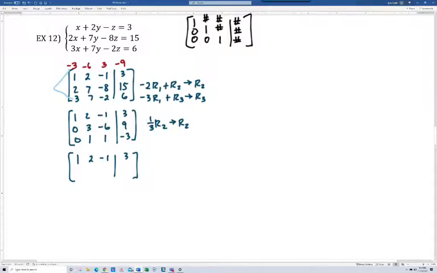We're really dividing by 3, and actually let me put in that last row. The only row that's changing is row 2. So 0 divided by 3 is 0, 3 divided by 3 is 1, -6 divided by 3 is -2, and 9 divided by 3 is 3. Okay, so now you can see we got the 1 we wanted here.